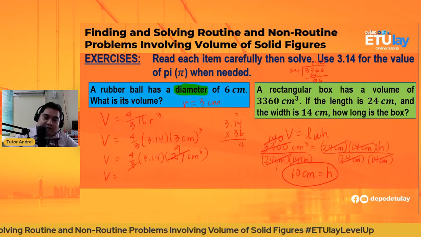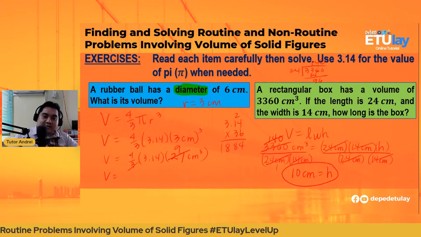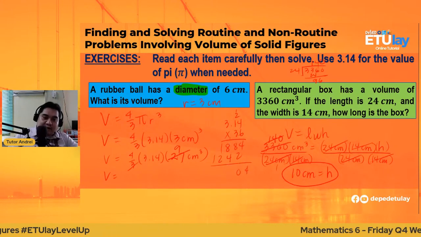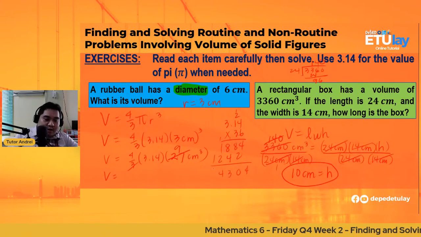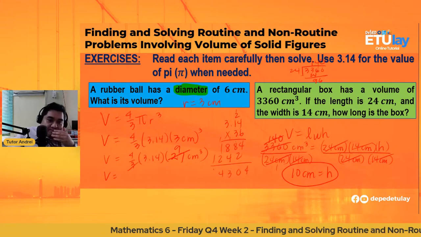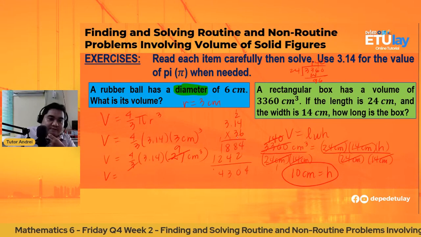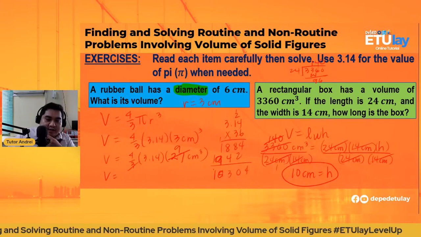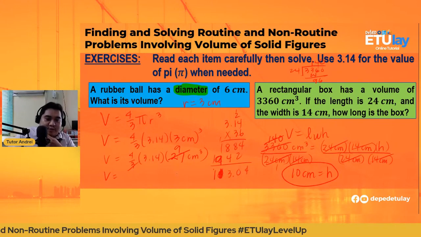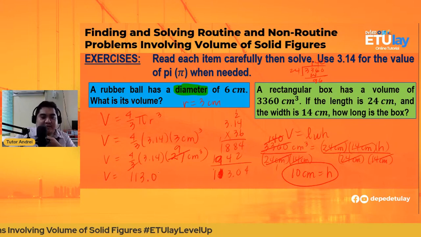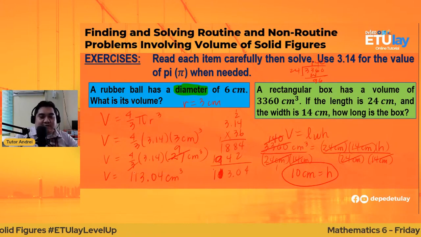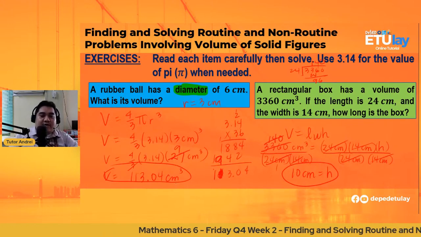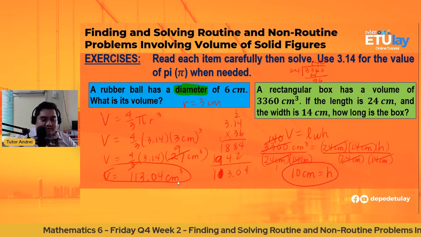So that's 24 carry 2, that's 8, 18, 12 carry 1, 4, and 12. So that's 4, 10 carry 1, 13, carry 1, 4, and, sorry, 12, 9 lang pala to. Is that correct? It's 10. Okay, so it's 113.04. That is correct. Okay. So the volume of the rubber ball is 113.04 cubic centimeters. Okay, thank you for that, Carl.